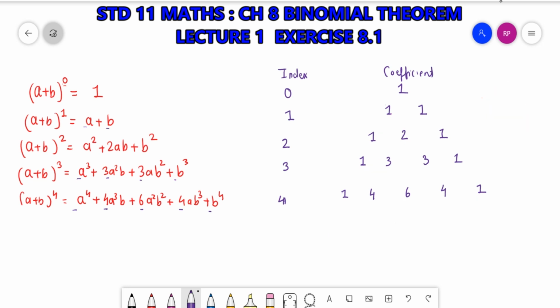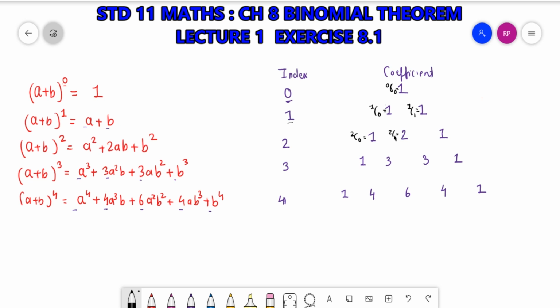Now, we can write this in another way. When the power is 0, index is 0, I will write this as 0C0, that is equal to 1. When the power is 1, 1C0, 1C1. When the power is 2, 2C0 equal to 1.